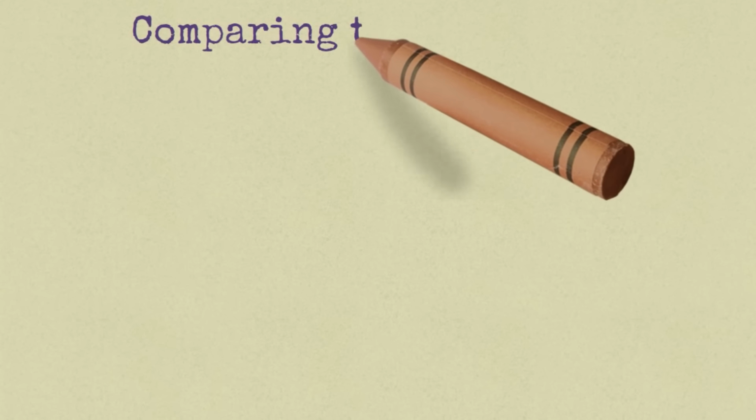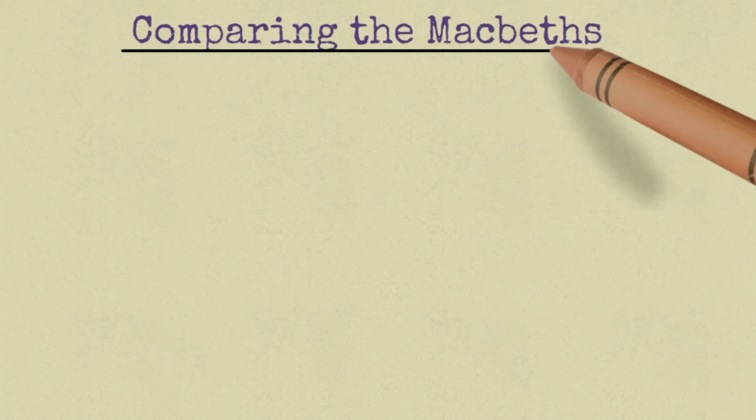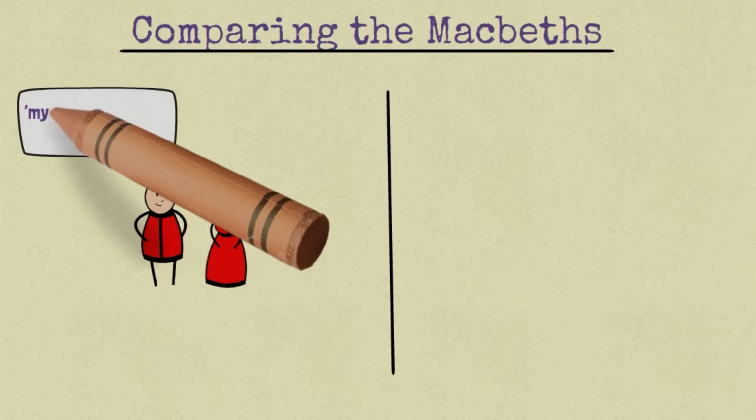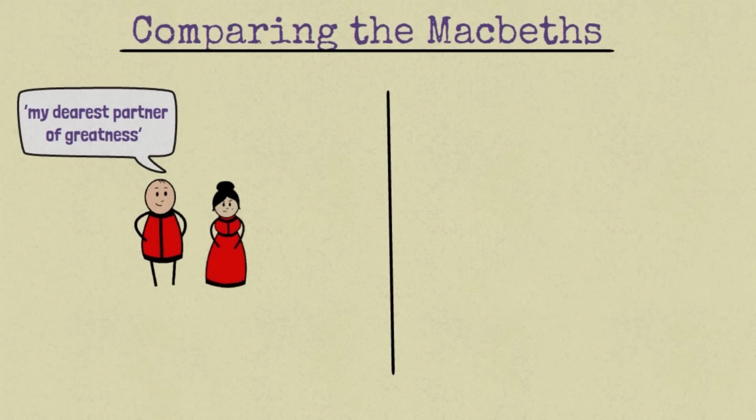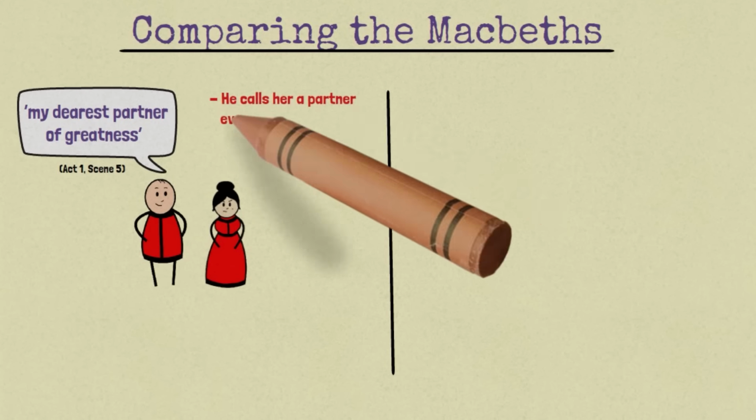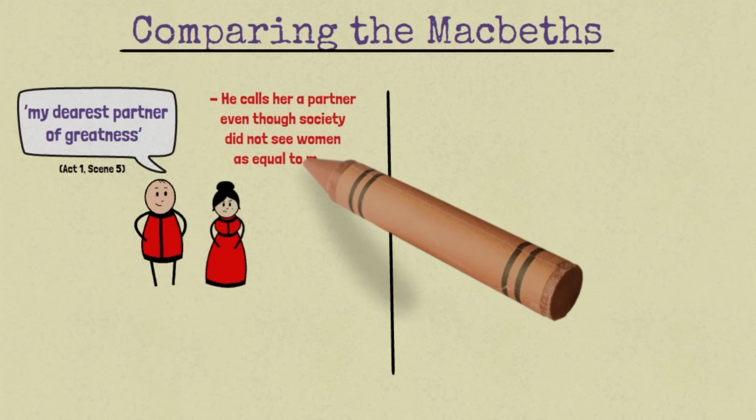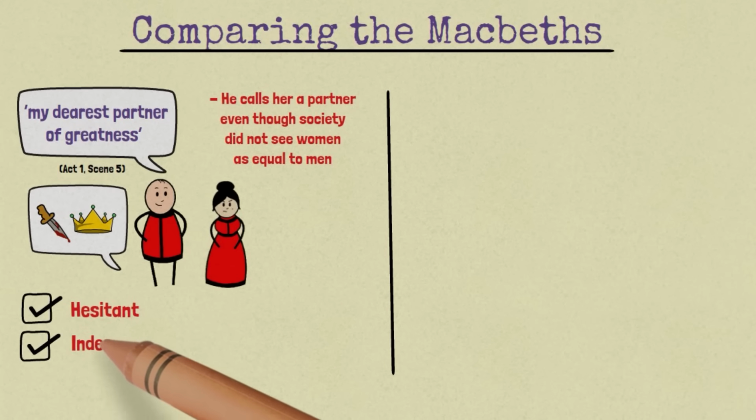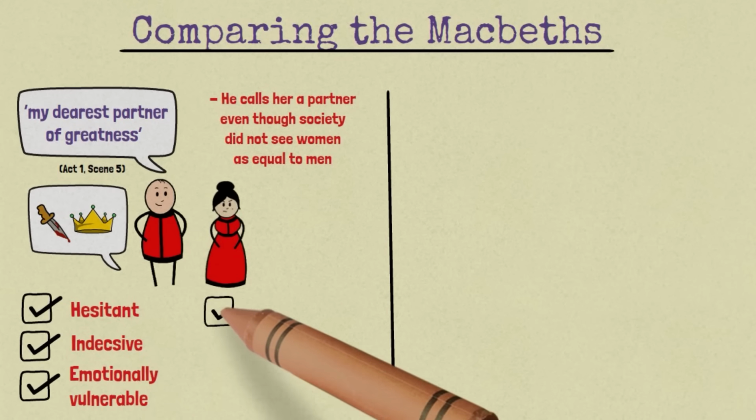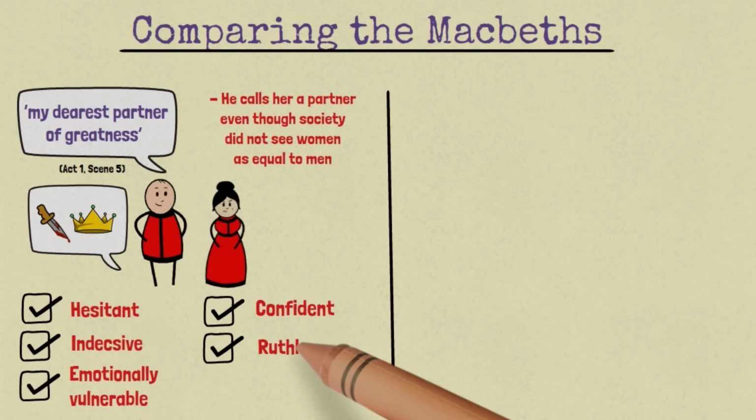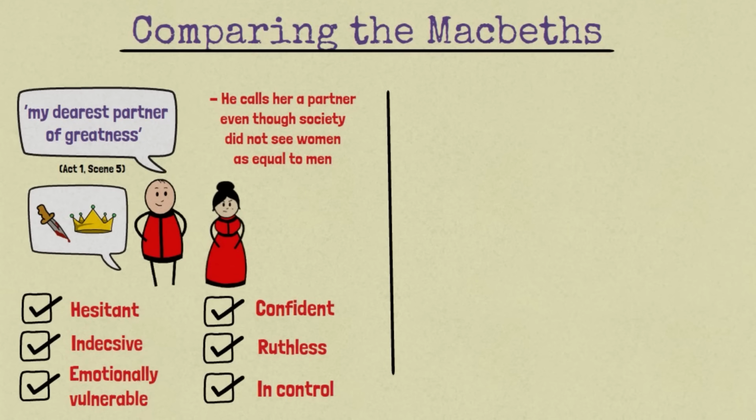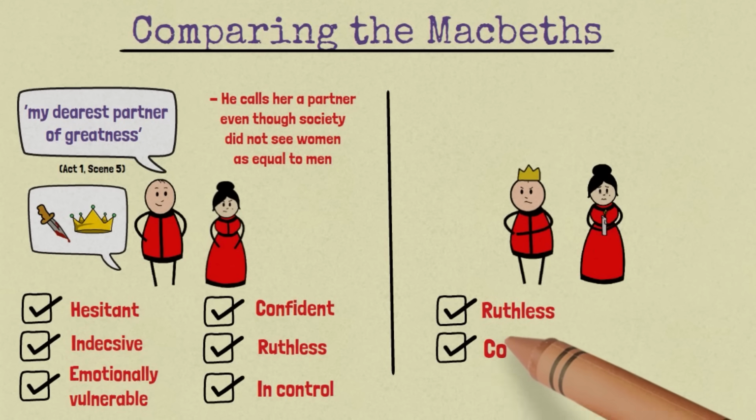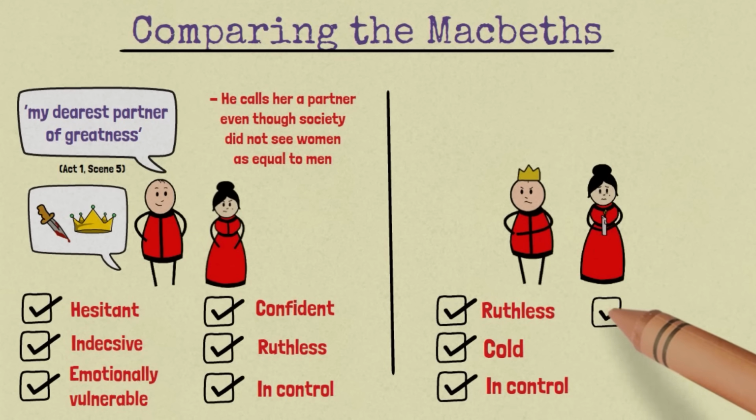The sequence of events in Macbeth allows us to compare the two main characters. Their relationship starts off strong, with Macbeth calling her "my dearest partner of greatness," which was unusual in a society that degraded women, and confiding in her his deepest, darkest secrets. While he is hesitant and indecisive at first, she is ruthless and powerful, pushing him to take the plunge into murder.